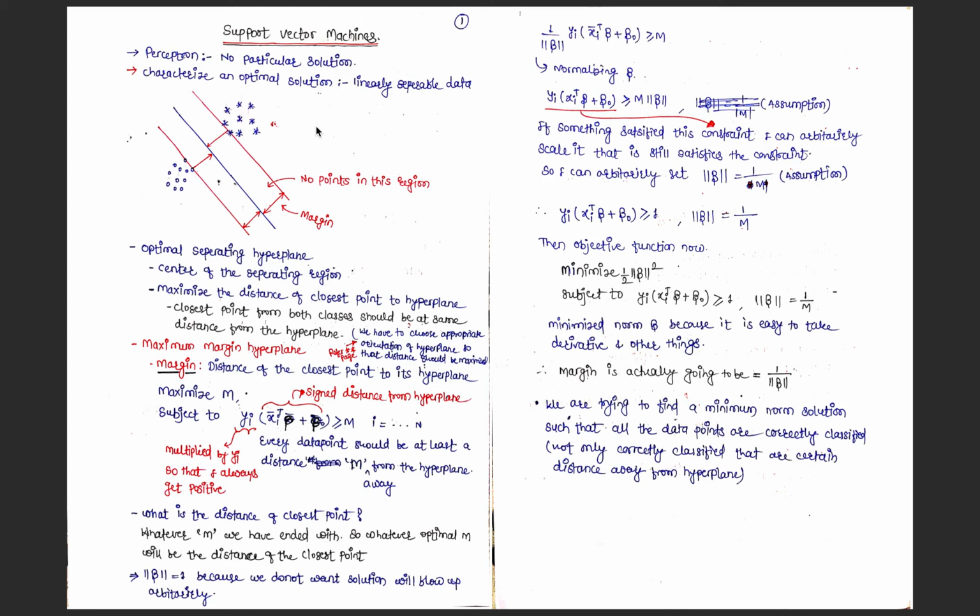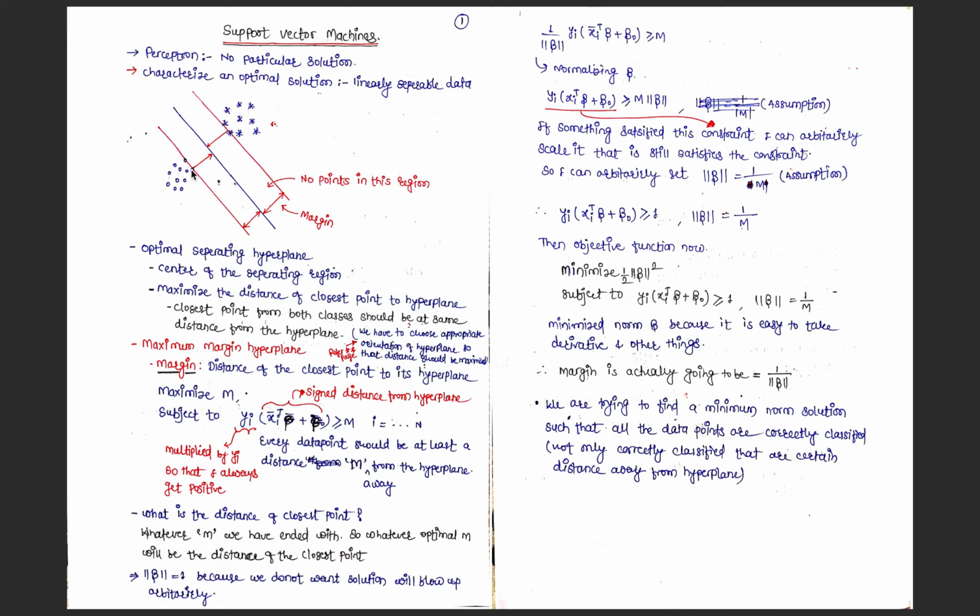SVM gives us an optimal solution. So we are actually finding the optimal solution for linearly separable data, the optimal hyperplane. So what does optimal separating hyperplane mean? This hyperplane is the center of the separating region, or it maximizes the distance between the closest points.